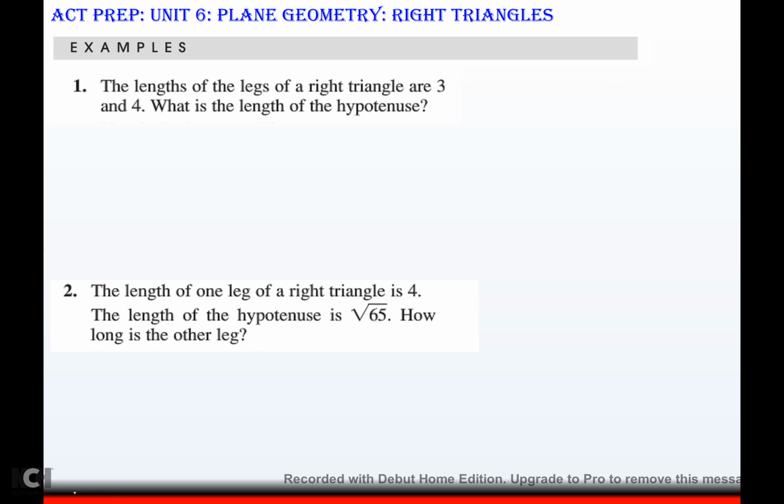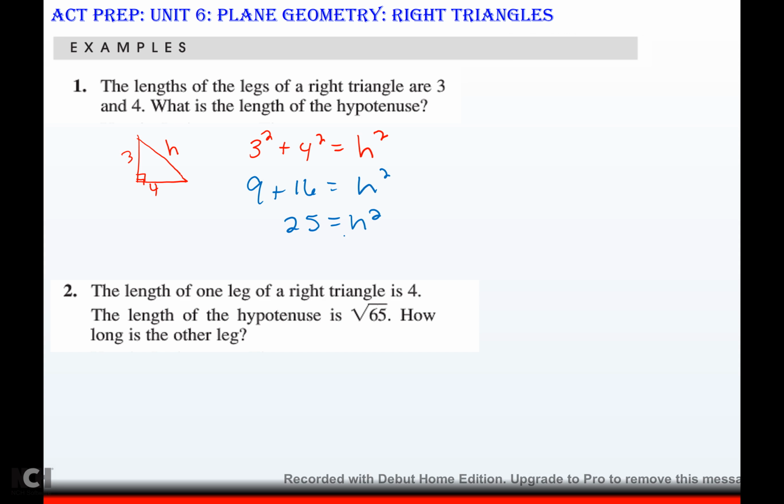Okay, so one says the lengths of the legs of a right triangle are 3 and 4. I always like to draw a picture. So they're telling me the legs, which are the two sides that make the 90-degree angle, are 3 and 4. What is the length of the hypotenuse? So they want to know h. So I say leg squared plus leg squared equals hypotenuse squared. 3 squared is 9, 4 squared is 16, 9 and 16 is 25.